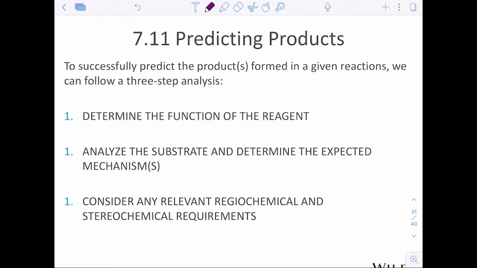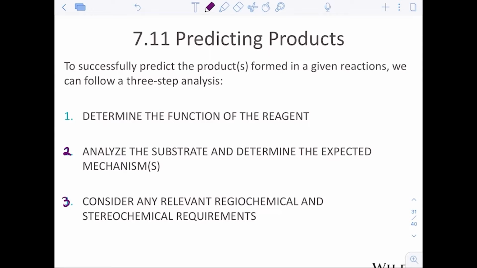Then we're going to analyze those two together and determine the expected mechanism or mechanisms. Now, there could be one mechanism, there could be two mechanisms. We have to be able to think about all four of these, SN1, E1, SN2, E2, and analyze which one or which ones are going to occur. And then we'll consider all of the relevant regiochemical and stereochemical requirements.